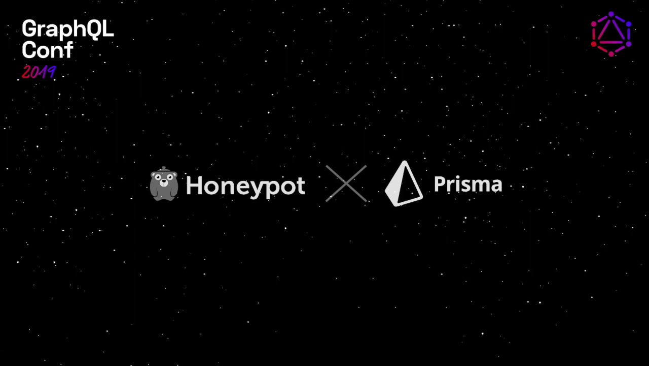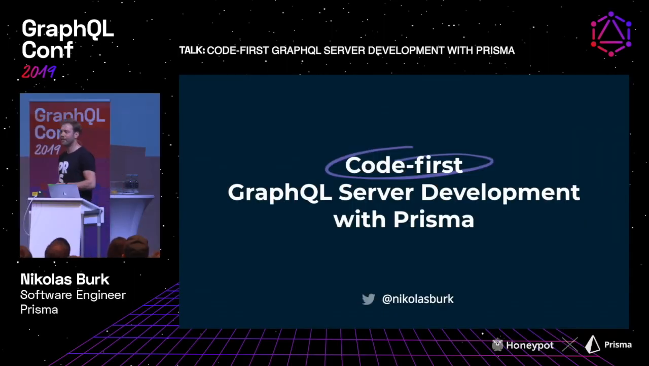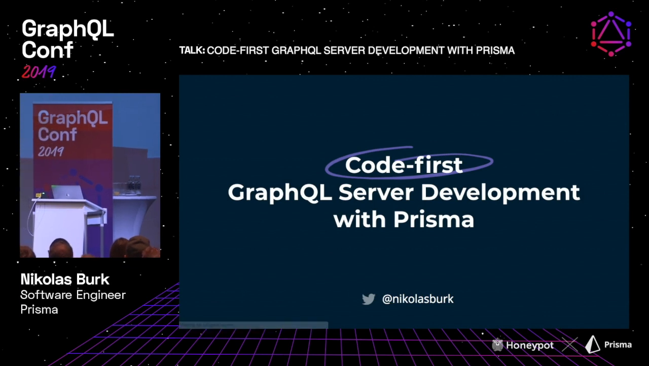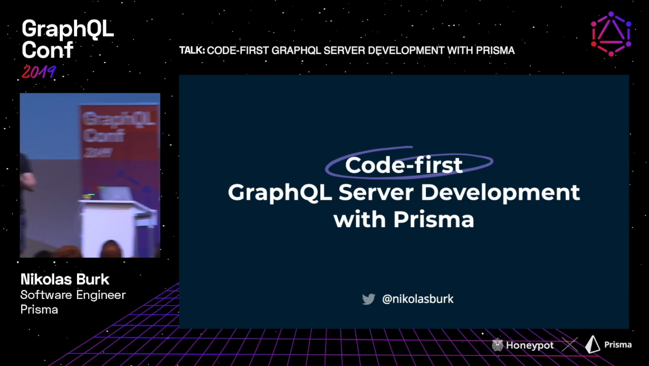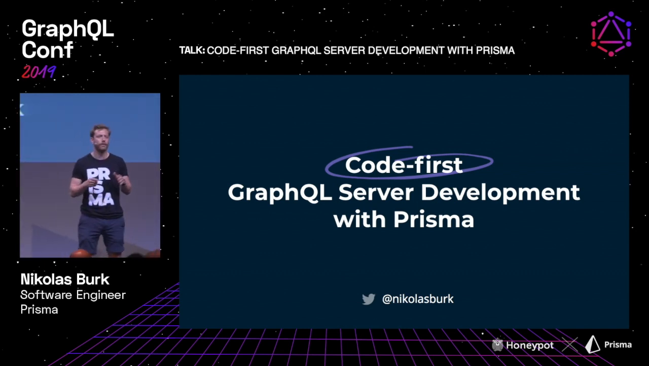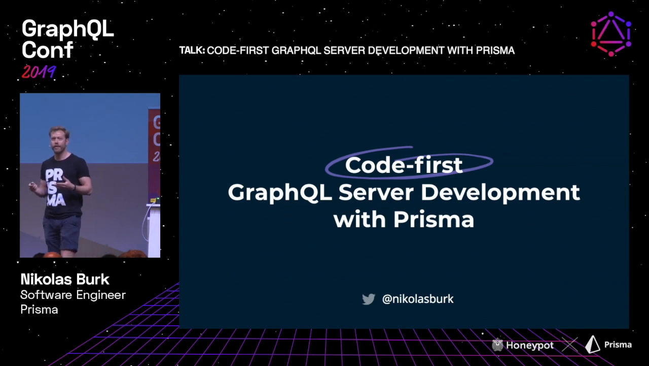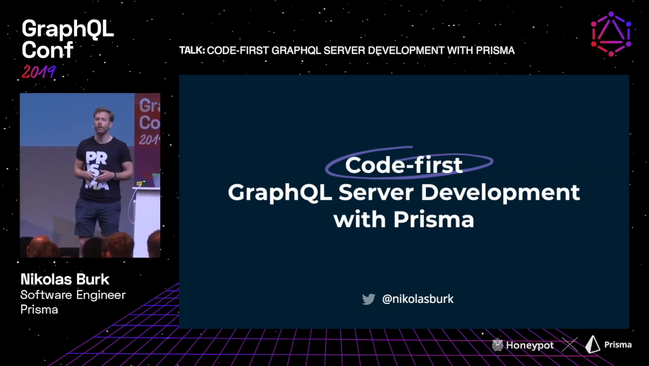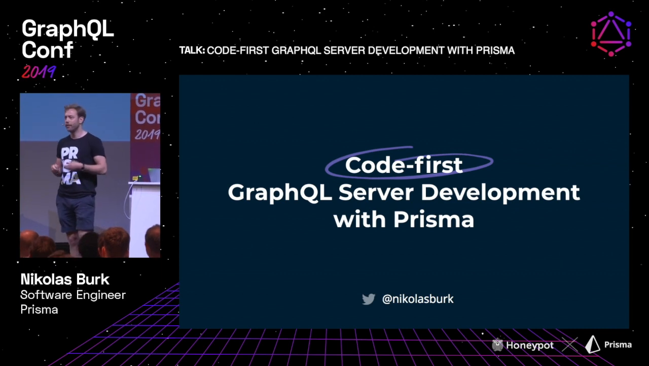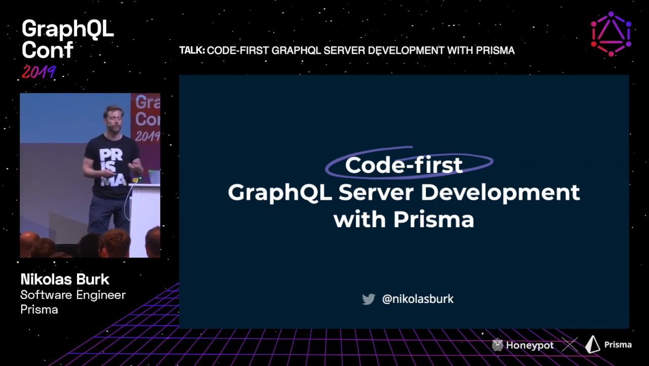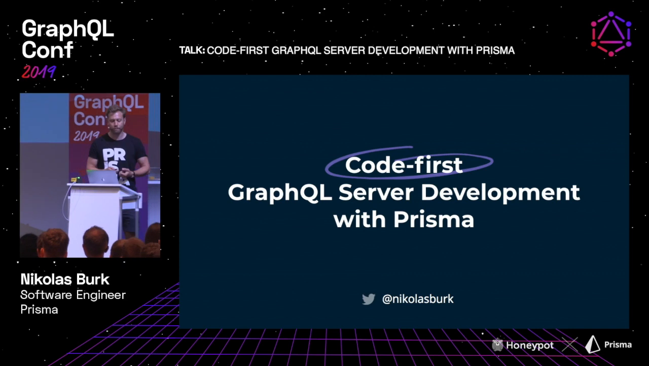Cool. So the title of my talk is Code-First GraphQL Server Development with Prisma, but really it's divided into two parts. In the first part of the talk, I'm going to talk a little bit more about the code-first and SDL-first question, and hopefully this will nicely complement the talk by Tim Greiser that we saw yesterday. And then in the second half of the talk, I want to speak about how you can use code-first in practice and actually connect your code-first GraphQL server to a database using Prisma.